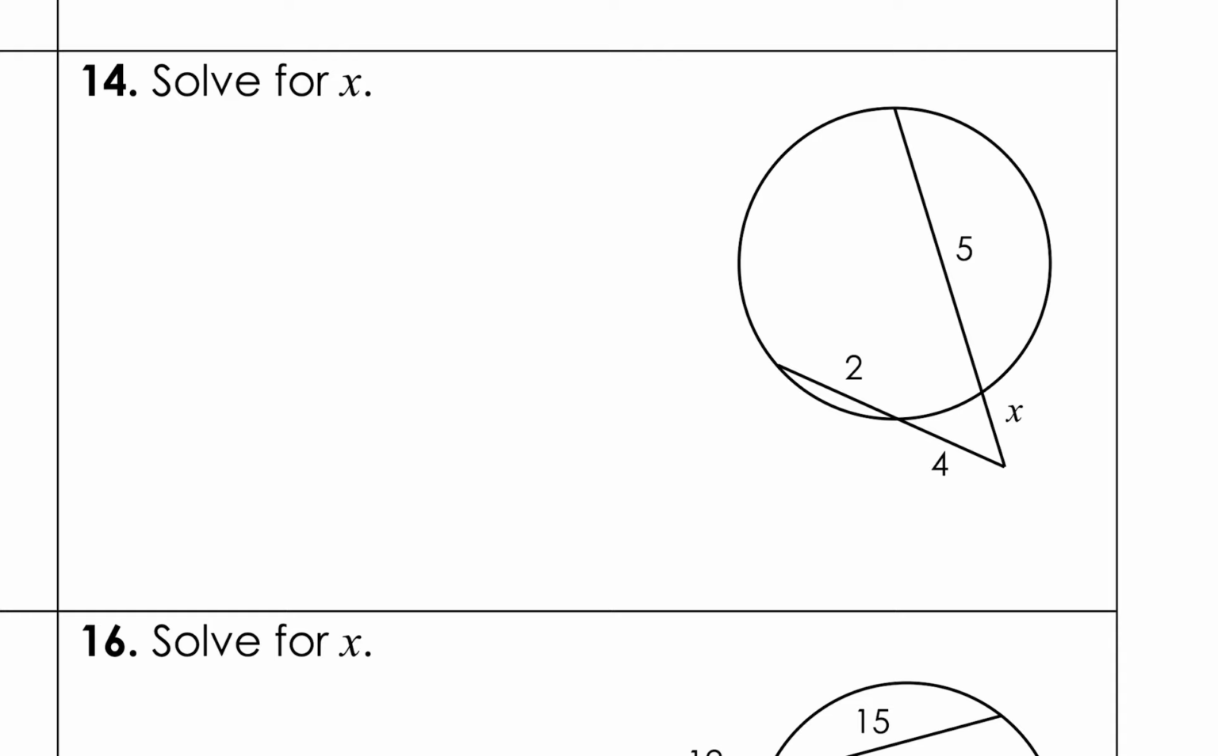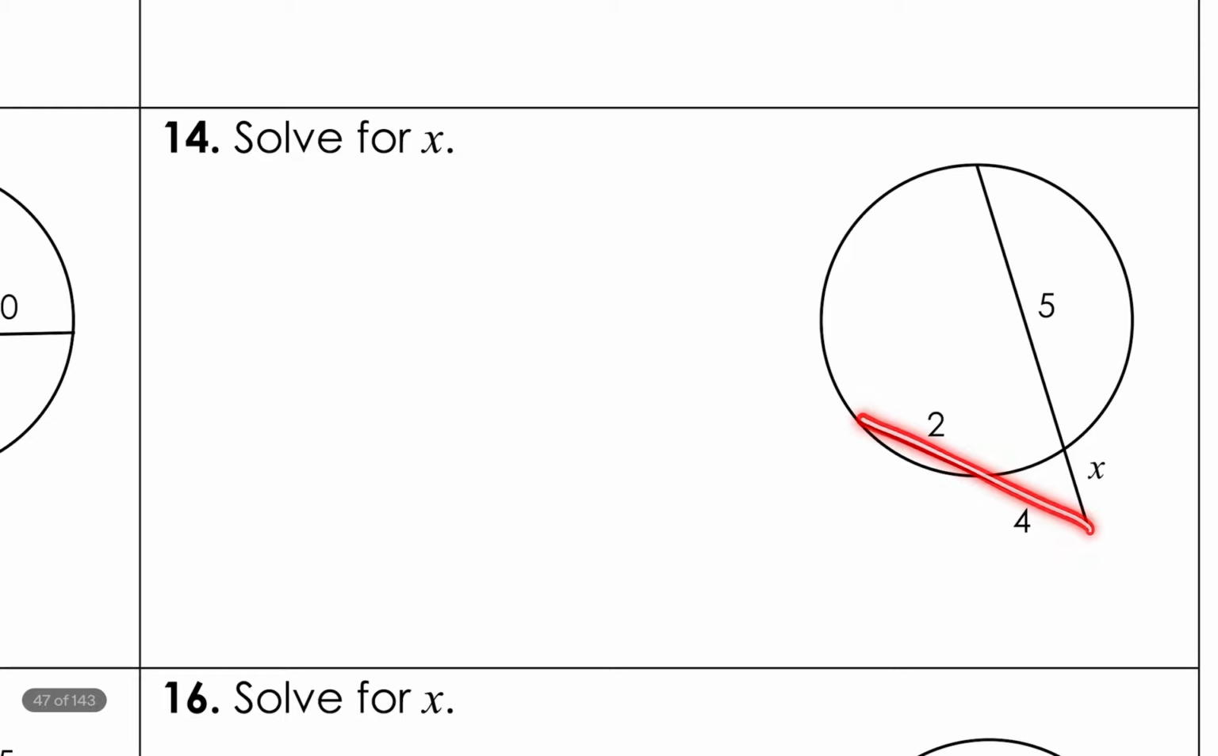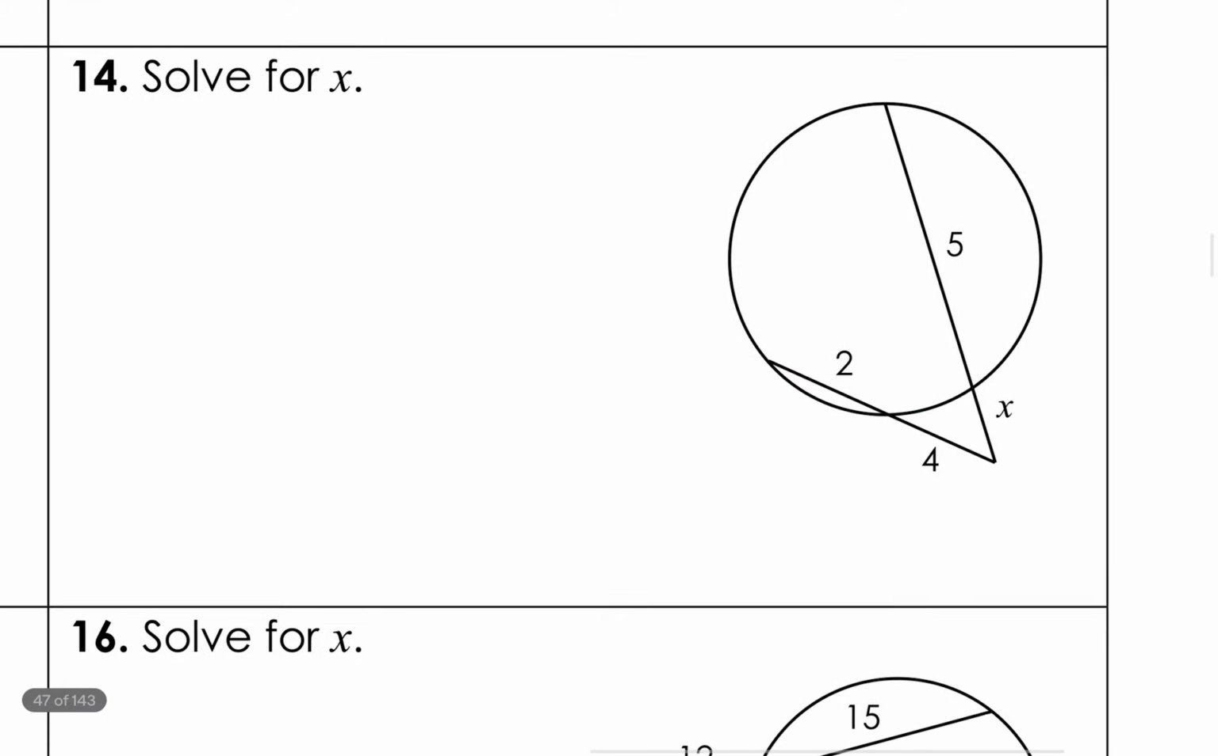Number 14. With number 14, again, we have a secant line here and another secant line going through the circle. At this point, you should probably pause the video because we've done all three types of intersections. So try to see if you could do this problem on your own.